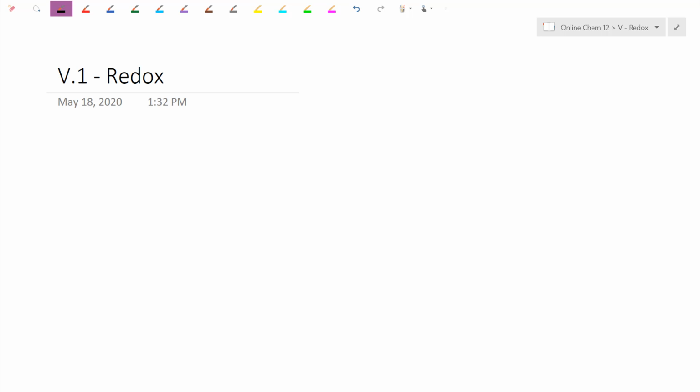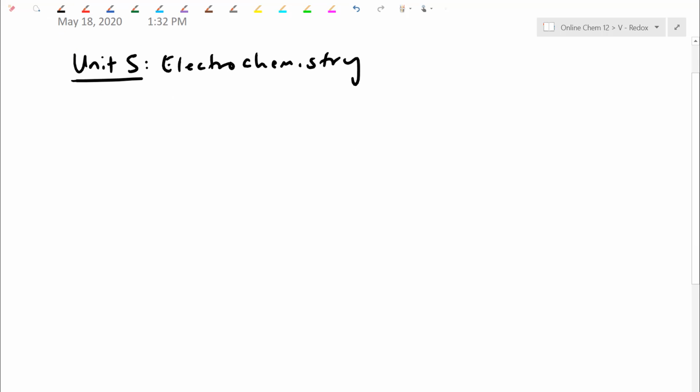Morning everyone. So today we're going to start into our last chapter in Chem 12. This is going to be Unit 5 in Electrochemistry. So we can just start a fresh new page here. As that name suggests, we're interested in this chapter in studying the interplay between electricity and chemistry.